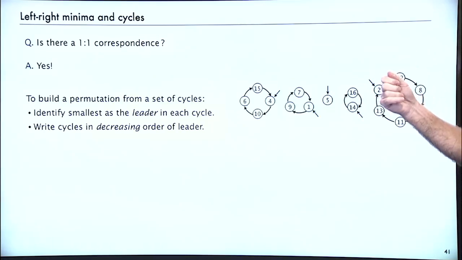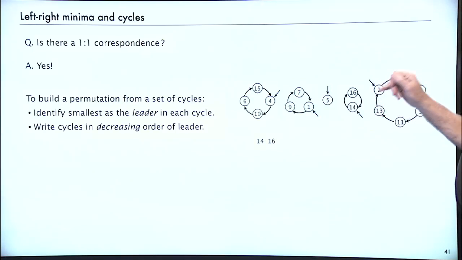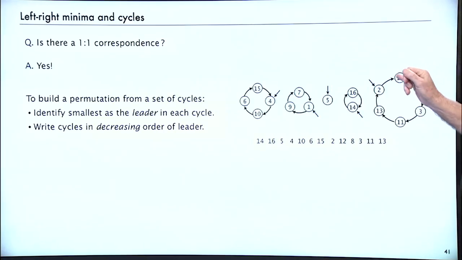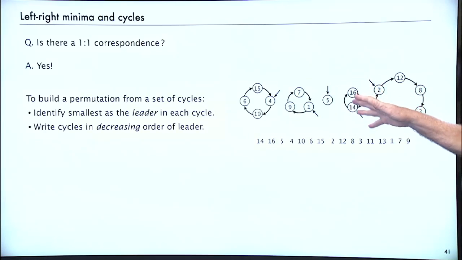So we pick the largest leader and then write down its cycle just by following the cycle. In this case, the largest one is 14. That's where we write 14, 16. The next largest leader is just the 5. The next one is that first one, whose leader is 4, so we write down 4, 10, 6, 15. And then the big one, we write down 2, 12, 8, 3, 11, 13. And then the one containing the 1: 1, 7, 9. Now, we didn't demarcate the cycles in any way, but that's a permutation.